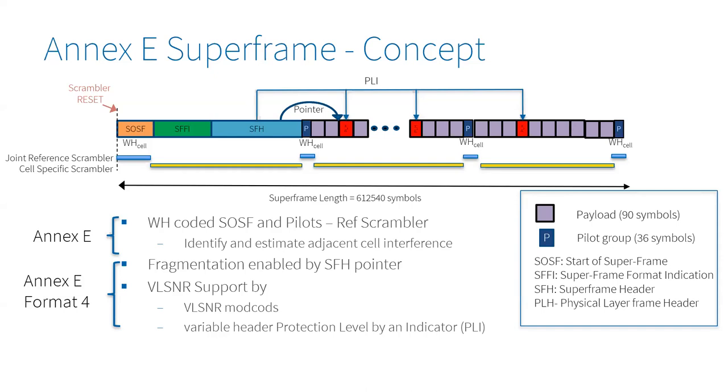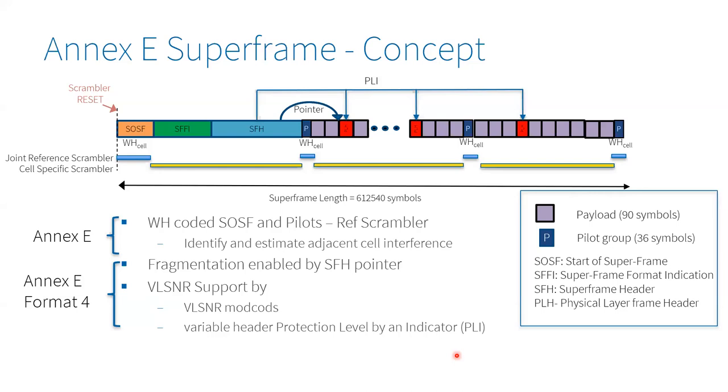In addition to the payload mod code, the PLH, the physical layer header, is also protected. It's repeated 2 or 5 times, according to the SNR required. The level of protection is signaled by the PL protection level indicator, which is in the SFH. In this way, if you have a scenario with terminals with large antennas and high SNR, you don't need to protect the PLH, and you can save on the overhead.